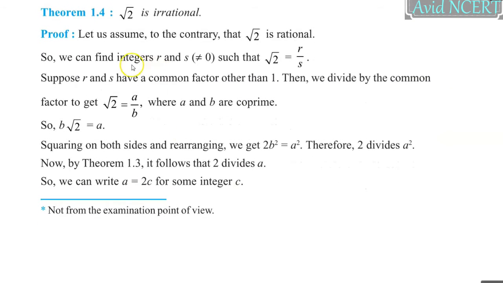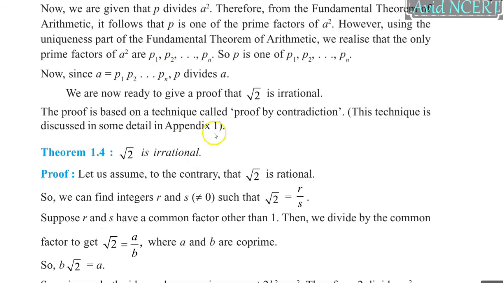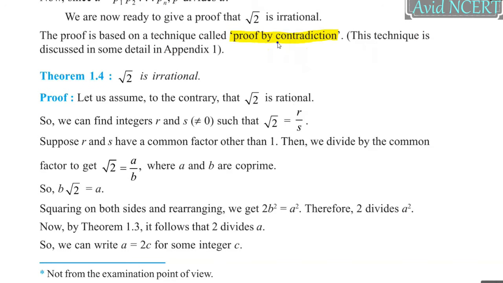Now let's solve theorem 1.4: root 2 is irrational. Whenever they ask like this, we start with the assumption of the contrary. This is known as proof by contradiction. Contradiction is nothing but the opposite. So if we are asked to prove root 2 is irrational, we just have to assume that root 2 is rational, which is the opposite of irrational, and we should proceed.